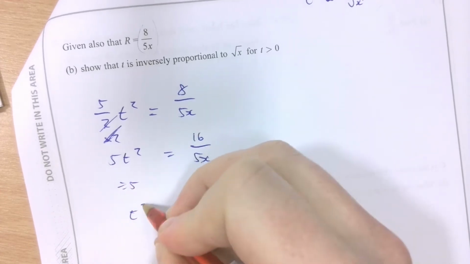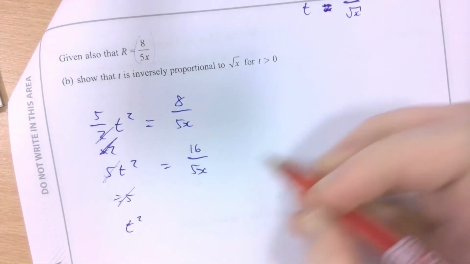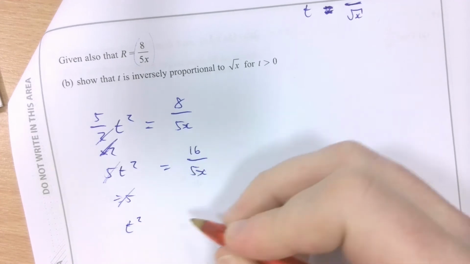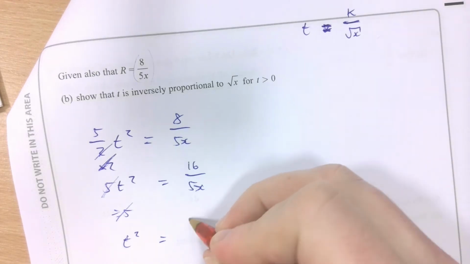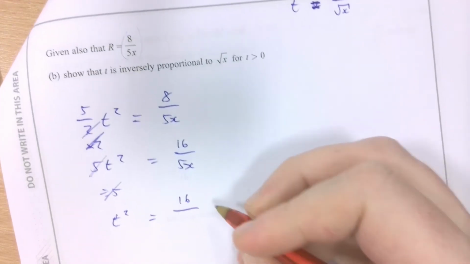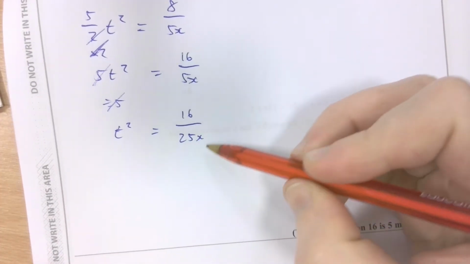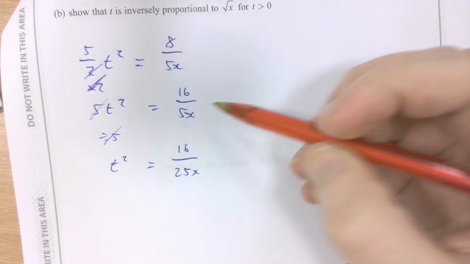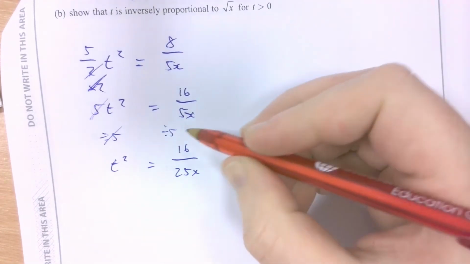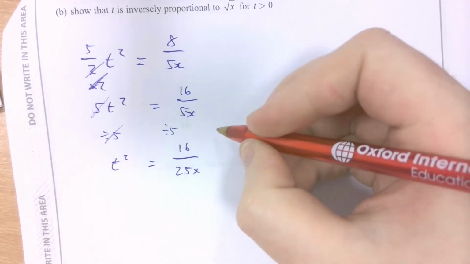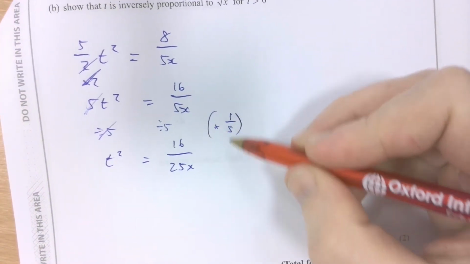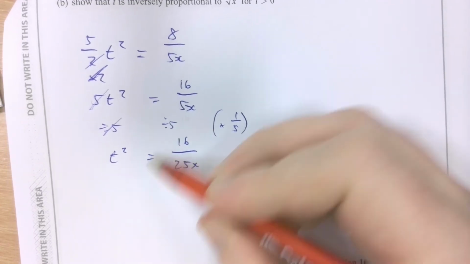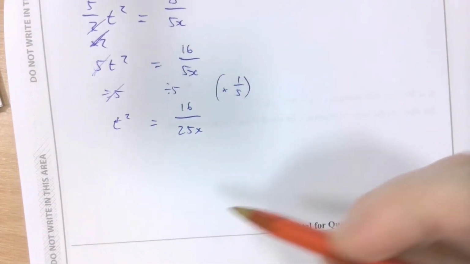To get t squared on its own, 16 over 5x divided by 5. 5 times smaller. That means the denominator is going to be multiplied by 5, isn't it? Yeah? 25x as a denominator is 5 times smaller than 5x as a denominator. And that's what happens when we divide by 5. You can think of this, if you like, as timesing by 1 over 5. Yeah? 16 over 5x times 1 over 5 makes 16 over 25x. I hope that helps visualize what's going on here.